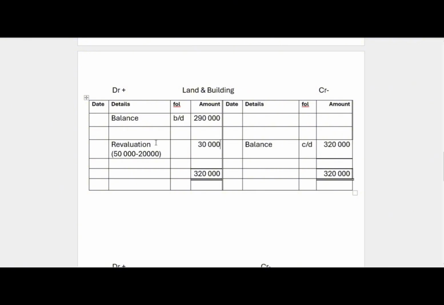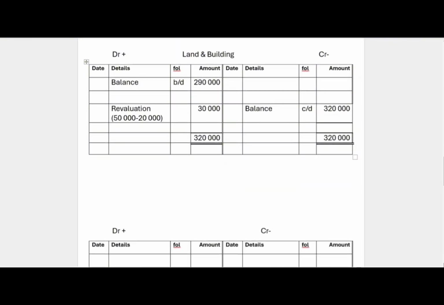So there's no cash involved here. We didn't buy any additional land and buildings. We just revalued, and we found that the value of the land and building has increased by 30,000. So there's nothing that's supposed to go to the cash flow from the land and building. We are done with this one, right? So let's proceed.